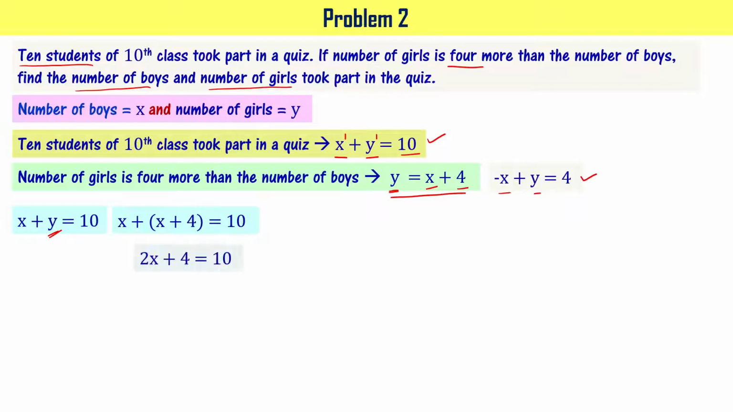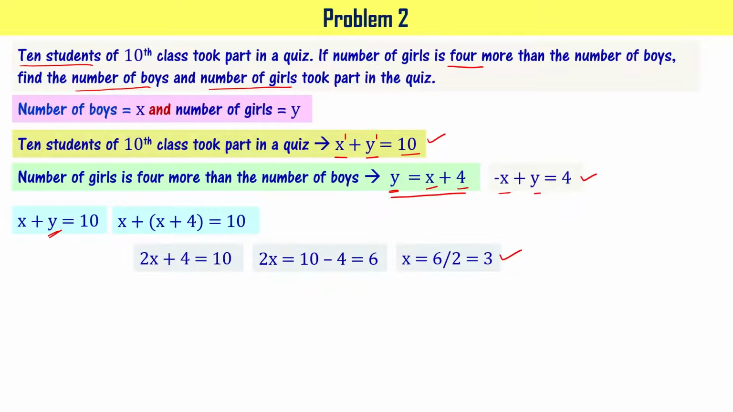It means 2x plus 4 equal to 10. It means 2x equal to 10 minus 4, that is equal to 6. 2x equal to 6, that can be written as x equal to 6 by 2, that is equal to 3. x equal to 3 we have obtained, meaning the number of boys is 3.